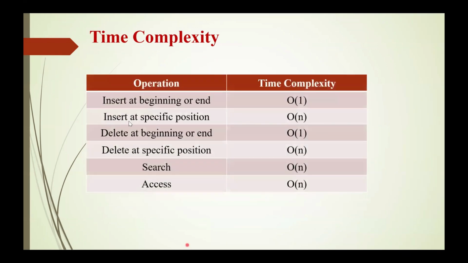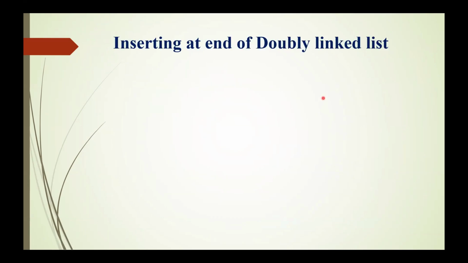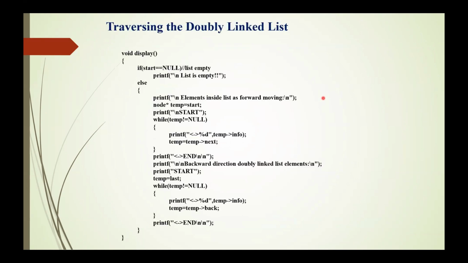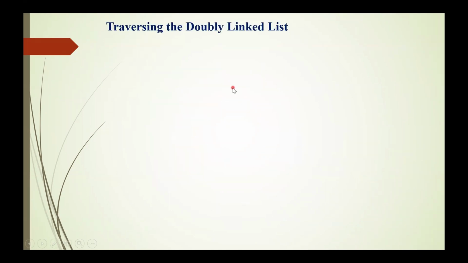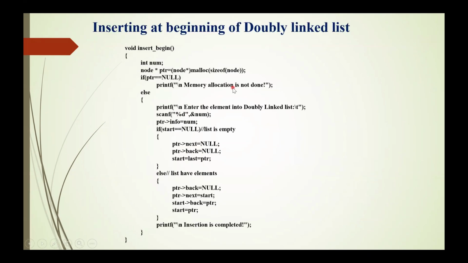So, time complexity. Time complexity is the amount of time consumed for the operation. Insert at the beginning or end is order of 1 because we don't have to traverse. We just have to make certain operations for changing. Let us take the example of inserting in the first position.